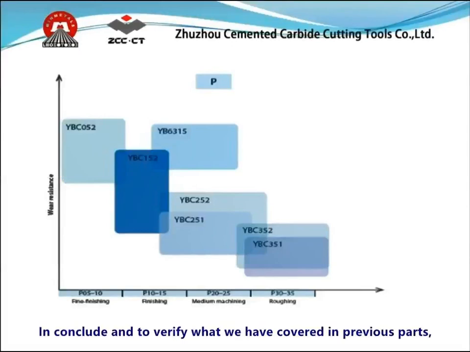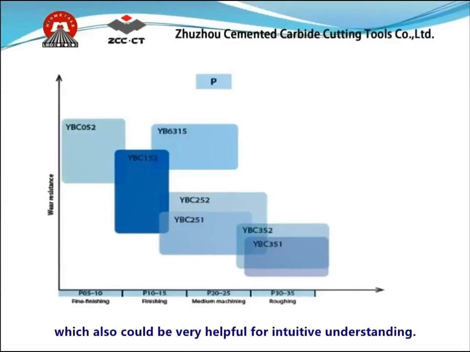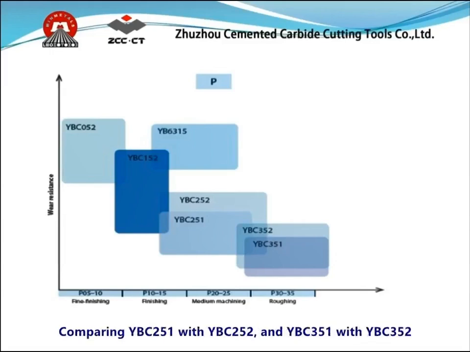In conclusion, and to verify what we have covered in previous parts, in the following few pages we are going to present and explain some infographic breakdowns, which could also be very helpful for intuitive understanding. Take CVD grades for P material applications, for example. In the horizontal direction to the right, we can see the grade's impact resistance matching with material hardness. As the vertical direction goes up, we can see the wear resistance parameters of the grades.